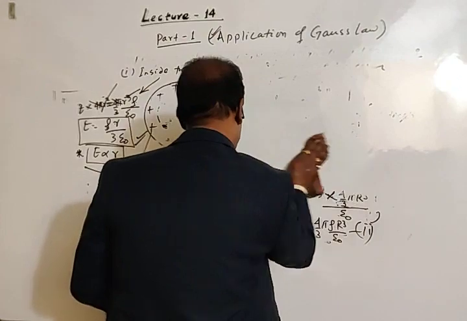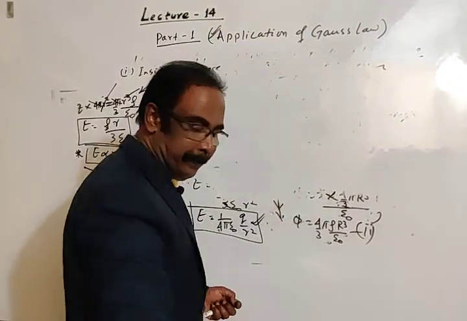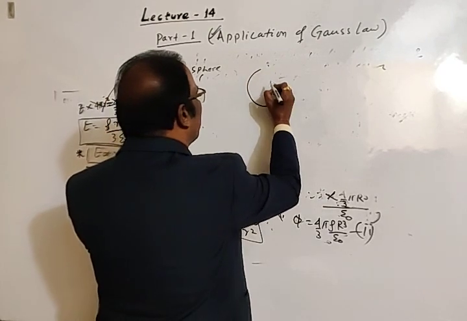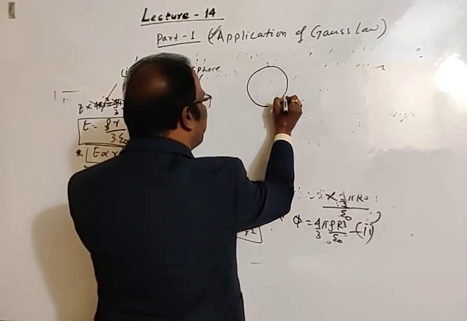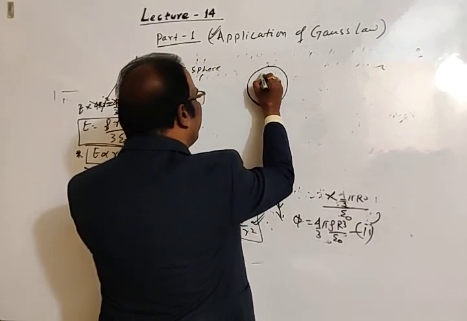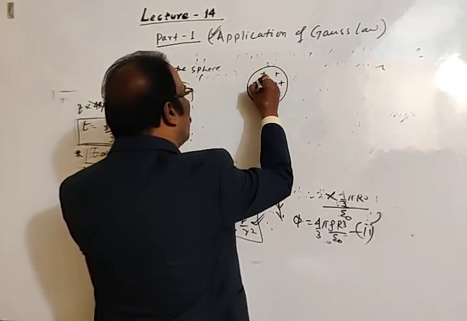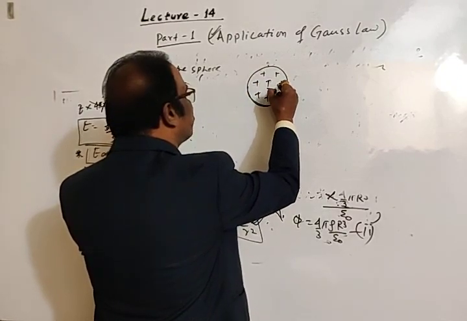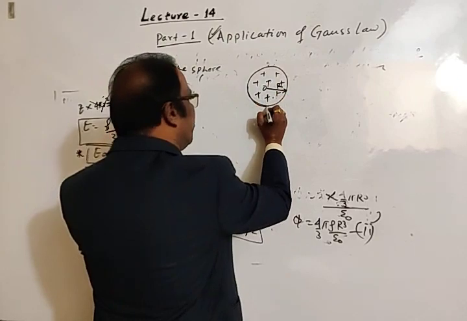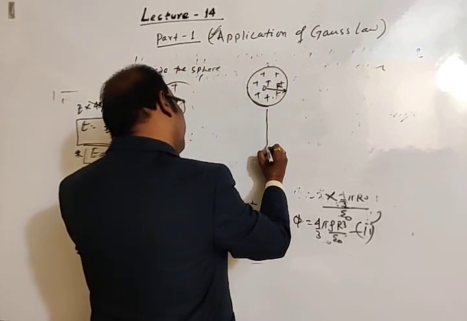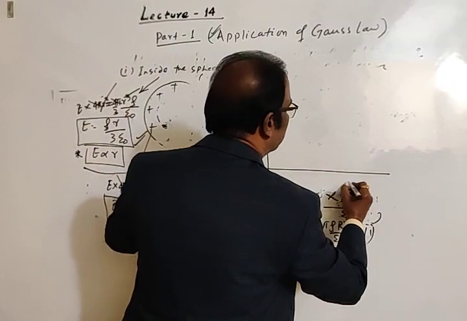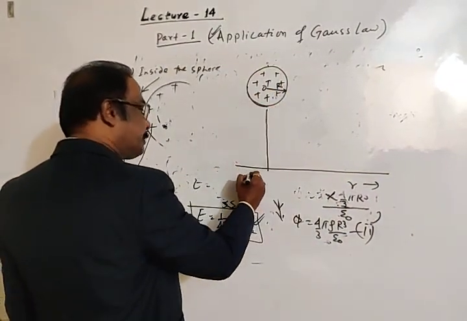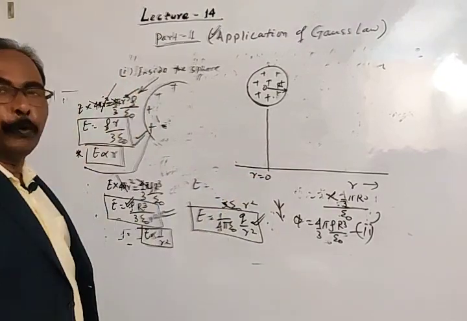This is our uniformly volume distributed charge sphere. Charge is distributed throughout the volume uniformly, and the radius of the sphere is R. This is the center of the sphere. The required graph, this is r. This is the center of the sphere, meaning here r is equal to 0.